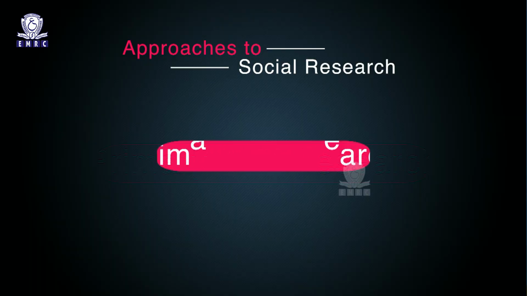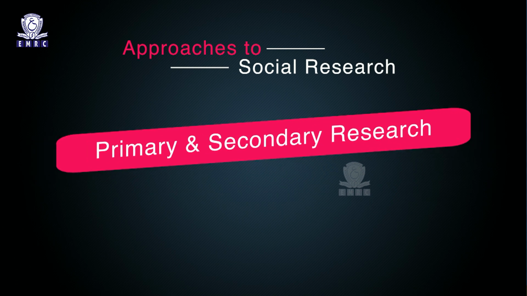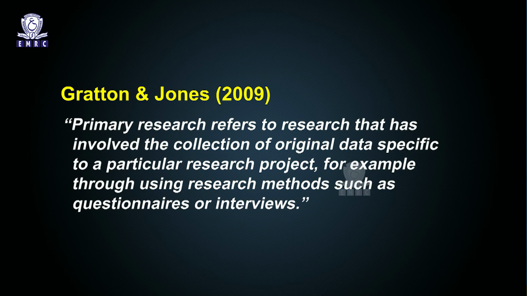Approaches to social research. There are various approaches to social research depending upon the theme of the research. Some of them are primary and secondary research. Primary research is also called field research. According to Gratton and Jones, primary research refers to research that has involved the collection of original data specific to a particular research project, for example, through using research methods such as questionnaires or interviews.